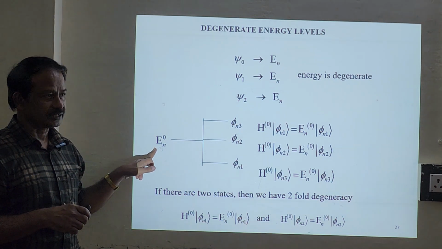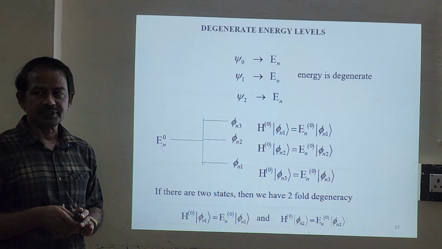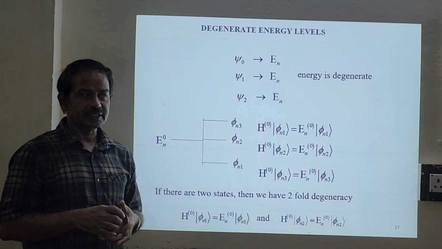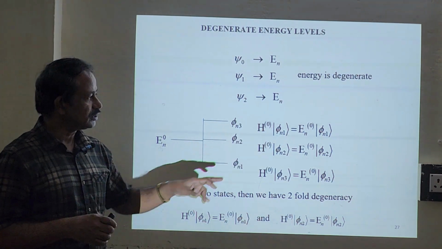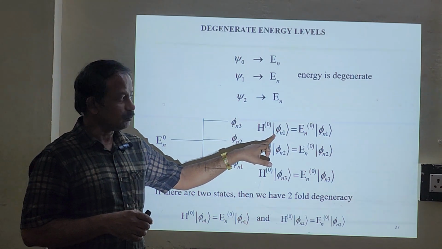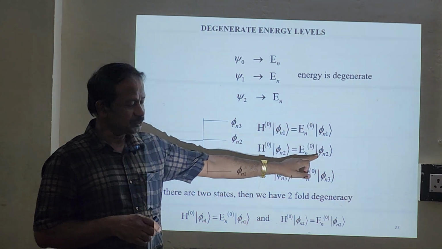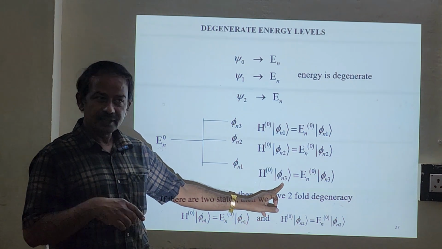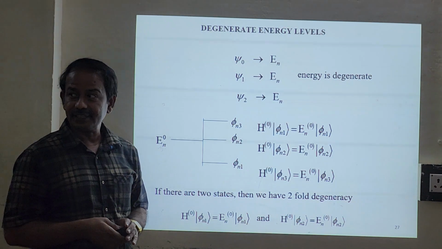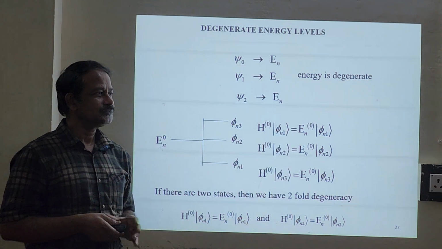Suppose you have a ground state wave function, a linear combination of these wave functions. Corresponding eigenvalues are given by this equation. Just look at the eigenvalue equation. This eigenstate is phi n1, here the eigenstate is phi n2, here the eigenstate is also phi n2, and here the eigenstate is phi n3. See, all three states are there. We have different eigenstates, but what are the energies? The energies are the same.